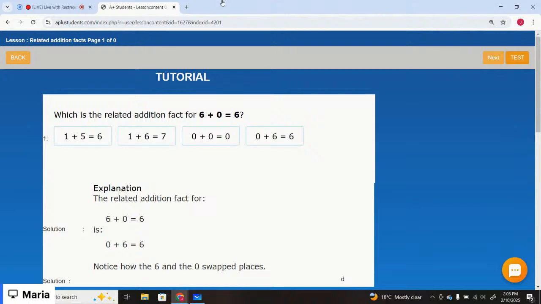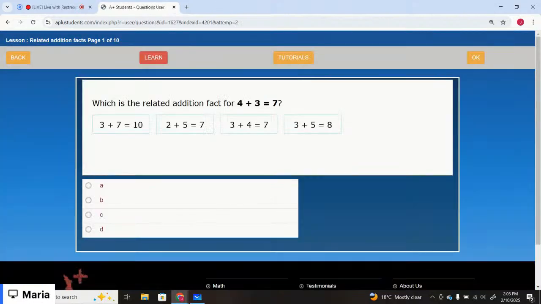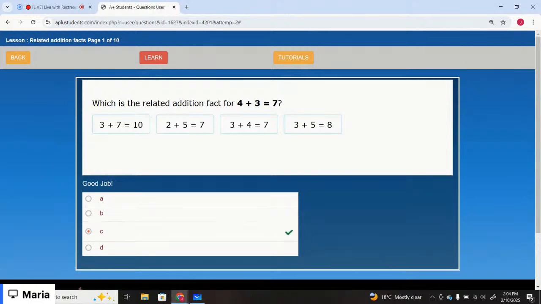Let's just start with the test questions. Which is the related addition fact for 4 plus 3 equals 7? There are 3 plus 4 equals 7. Option number C is the correct option, right? They have the same numbers, just the positions of these two numbers are swapped. So that is 3 plus 4 equals 7.